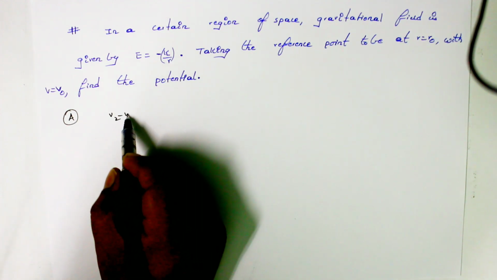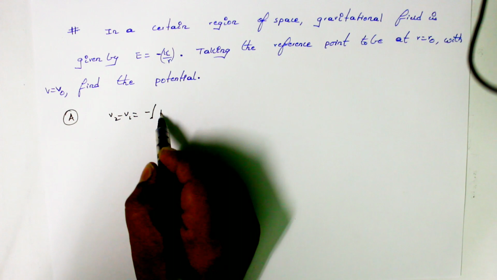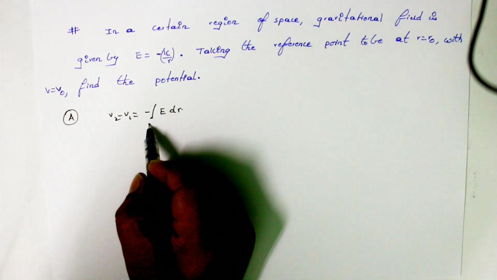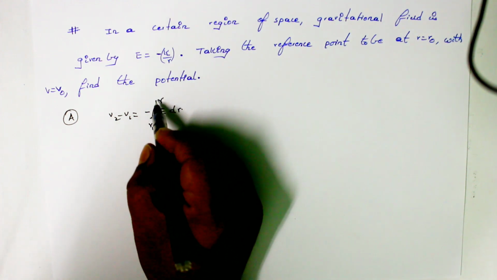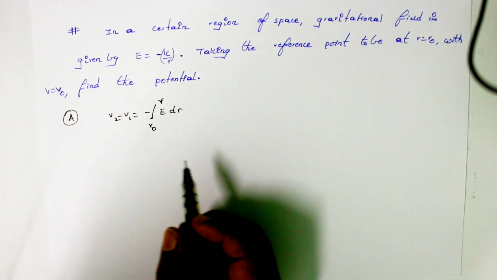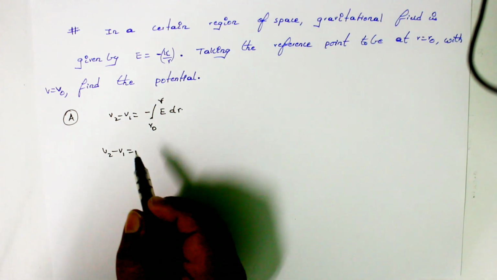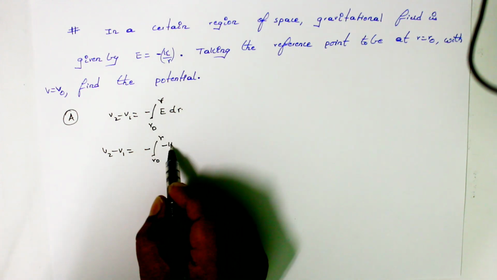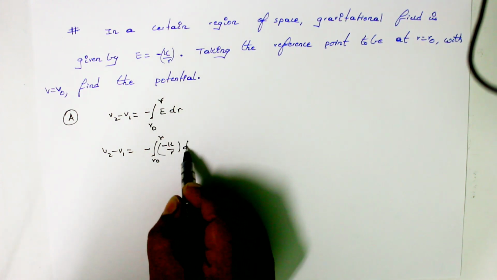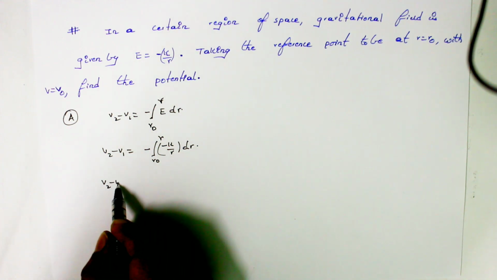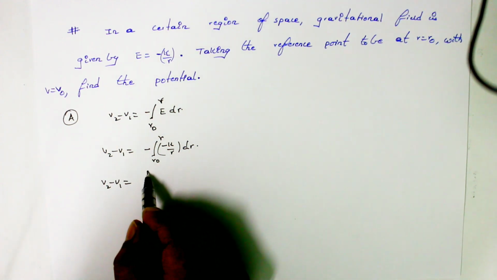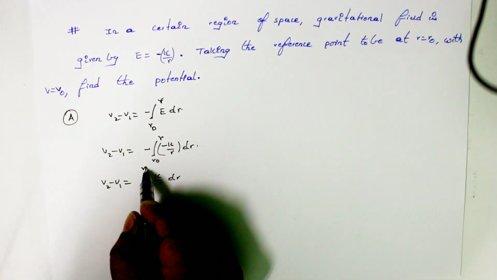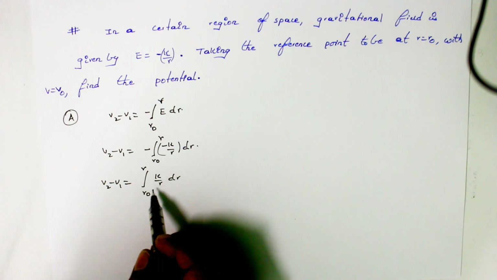We know V2 minus V1 is equal to minus integration of E dr. Limits are applied from r naught to r, where r is any reference which we are supposed to take here. So V2 minus V1 is equal to minus integration from r naught to r, and the E value is given as minus k by r into dr. So minus minus gets cancelled. So V2 minus V1 is equal to integration of k by r dr, and limits are applied from r naught to r. k is a constant, so I can take it outside.